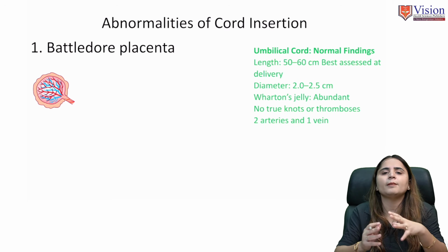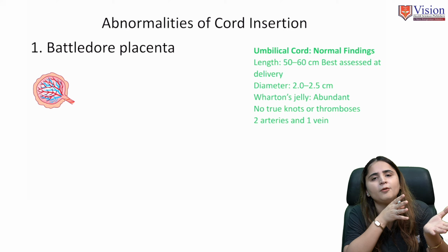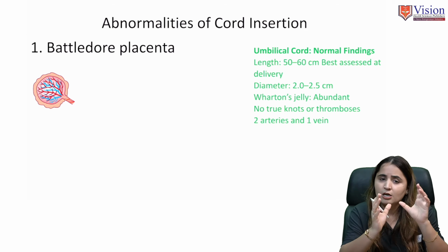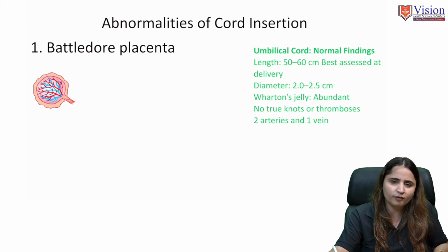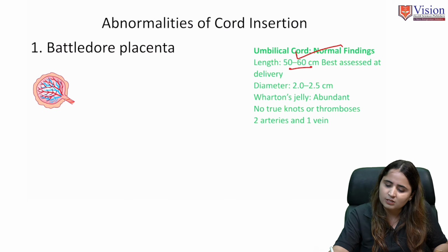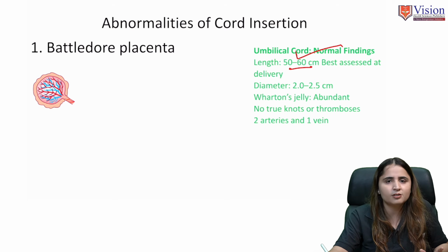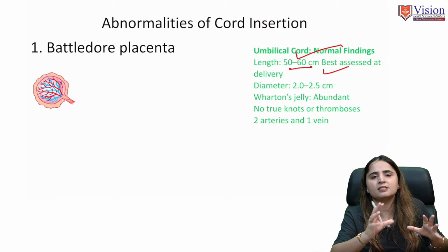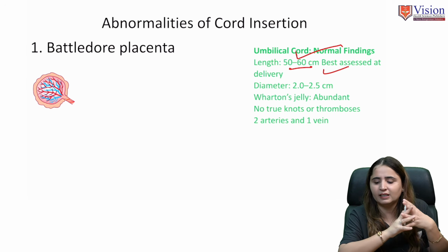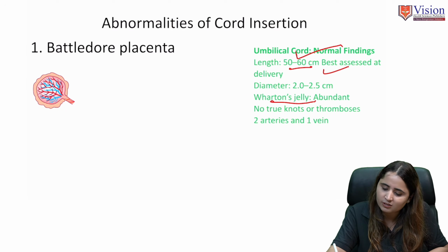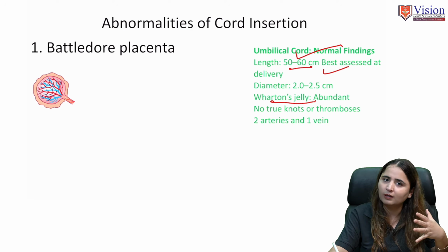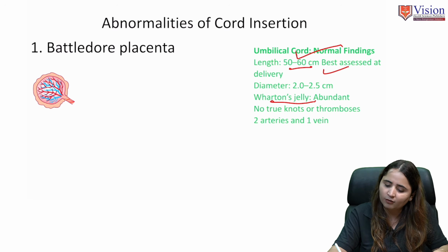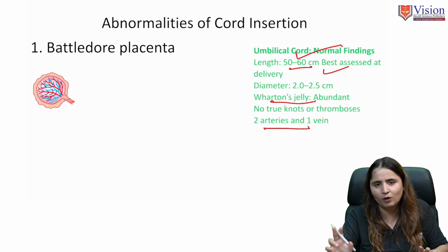So basically, abnormality of the umbilical cord is abnormality of the cord insertion. In brief, we know that the length of the umbilical cord is 50 to 60 centimeter, and its diameter is 2 to 2.5 centimeter, and there is a protective jelly made of connective tissue, which is called Wharton's jelly. There is no knot in the normal umbilical cord, and there are two arteries and one vein.